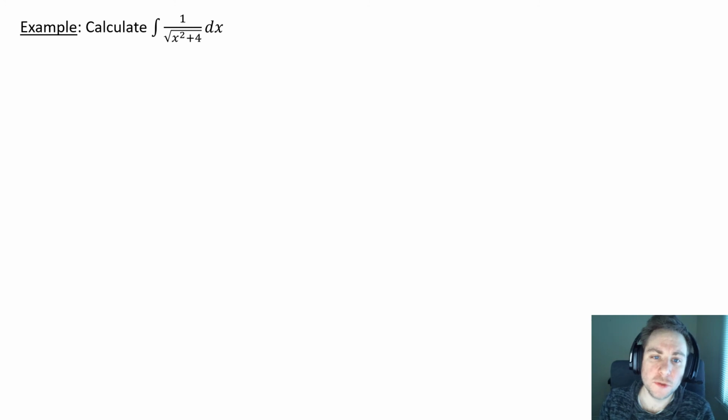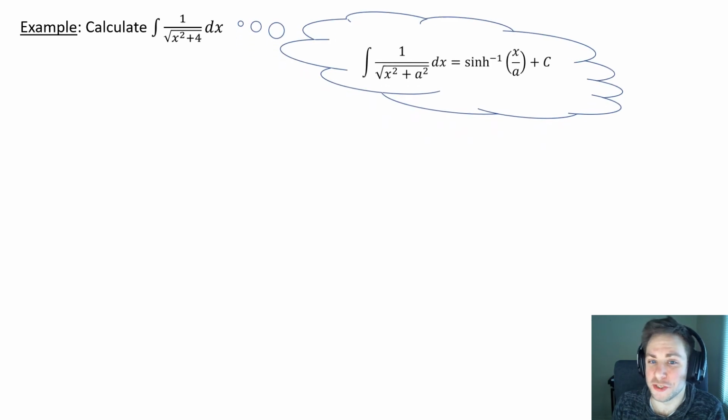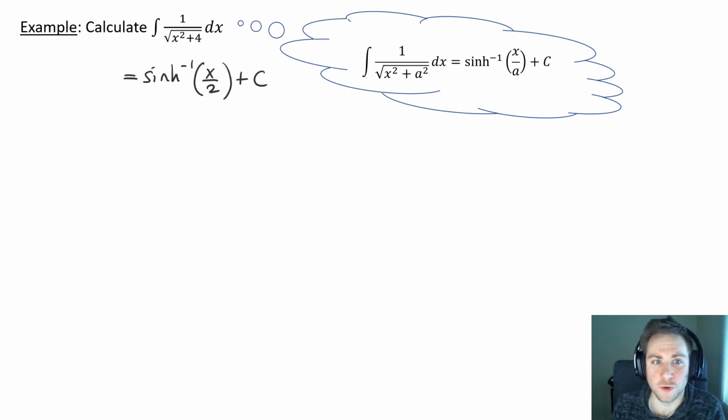Something I hope you noticed about this example is that although trig substitution got the job done, it actually wasn't necessary to use that method at all. And that's because this integral resembles one which is already on your formula sheet. Pause and double check that this is the formula for inverse hyperbolic sine. So if you noticed that, you could have just literally written down the answer without even doing any work.